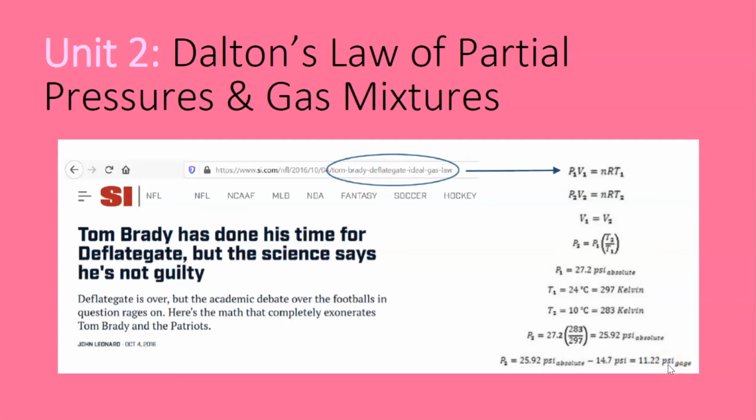Hello. Our next topic in Unit 2, Gases, is Dalton's law of partial pressures, and we're going to show how to apply this law when we have mixtures of gases.